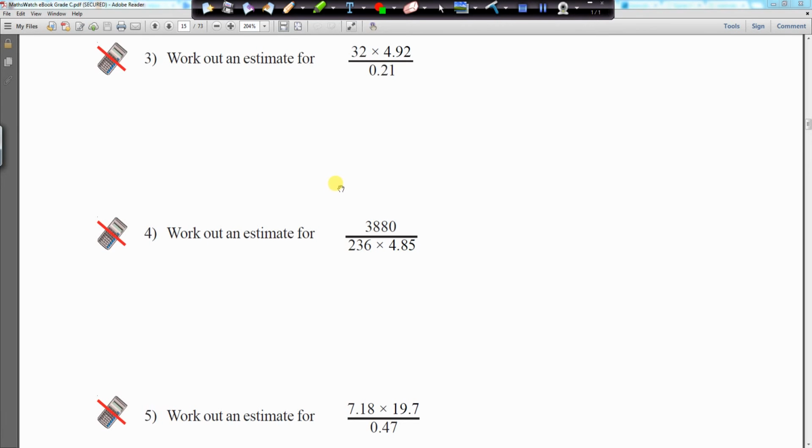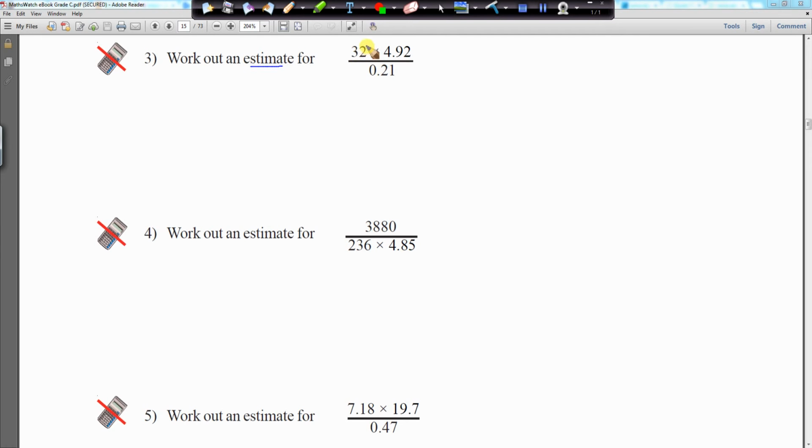Okay, welcome back, folks. Bismillah. Let's carry on with this exercise. We're still on clip 101, grade C, MathsWatch CD. Looking at the following three questions, all are based on non-calculator work. Let's have a look. Non-calculator: work out an estimate for this.